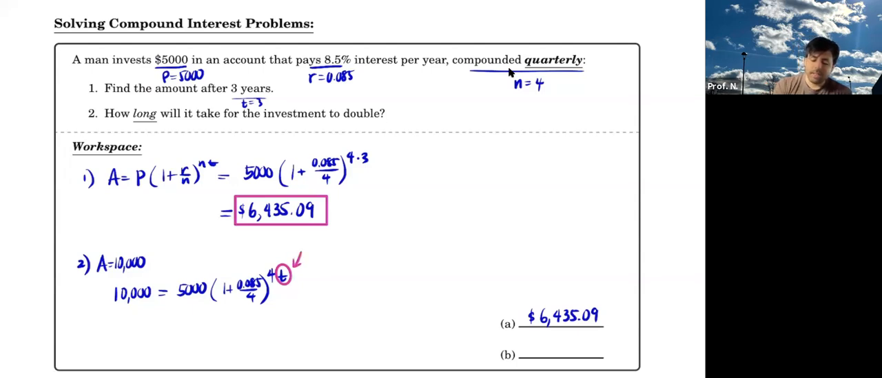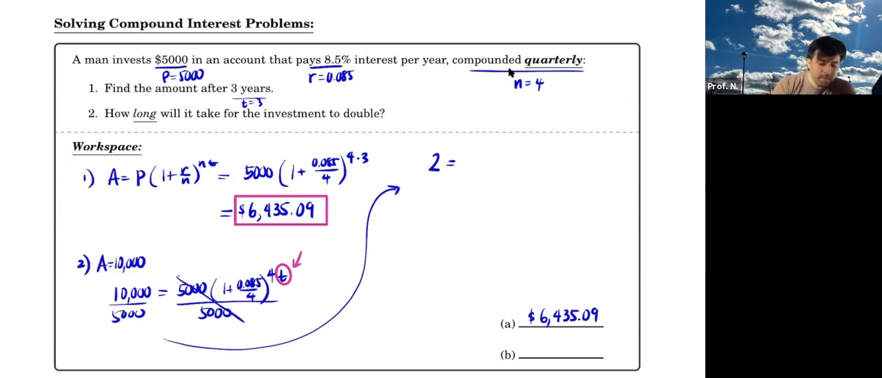To find t, I need to divide everything by 5,000 to get rid of this 5,000 here. The 5,000s go away, and 10,000 over 5,000 is 2. So I get that 2 equals, and let me simplify the stuff inside the parentheses. I get 1.02125, raised to the 4t. Now, how do I get that t down? I need to apply log, right? Let me apply log of base 10. Remember, I can apply any log of any base.